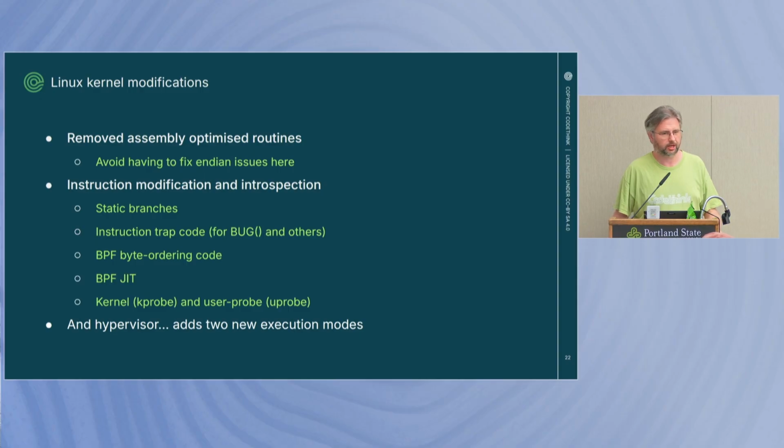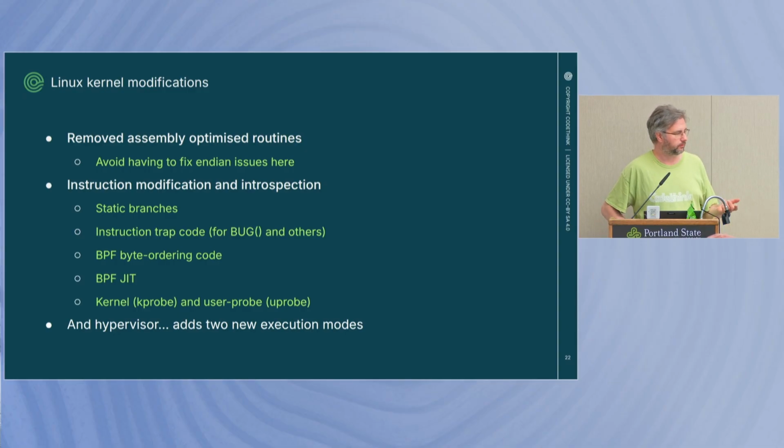The biggest actual changes were mostly going in and looking at the places where instructions were modified. And it turns out the kernel does quite a lot of this. There's things like static branches. So if you have a branch that's resolved at runtime, that code goes through and alters instructions. So you need to go check it. And if you don't get it right, your kernel does not work. The instruction trap code actually looks for things like the BUG macro, which turns out just to emit an illegal instruction, and then it traps it.